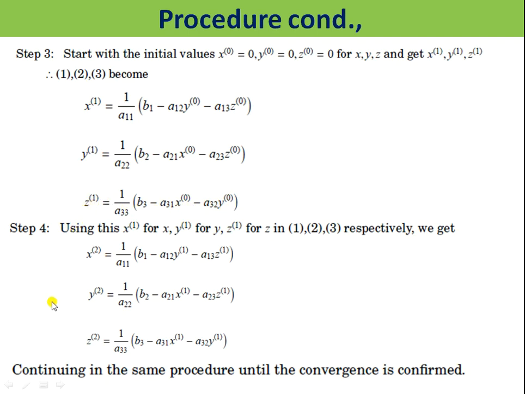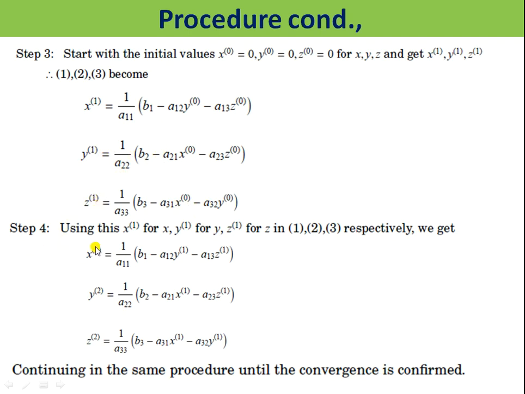But in Gauss-Seidel, we did it in a different way, right? So now come to this third point. Equation number 1, 2, 3 becomes x power 1 is equal to 1 by a11 into (b1 minus a12 into y power 0 minus a13 into z power 0). So the first iteration of x is obtained by substituting y power 0 equal to 0 and z power 0 equal to 0. Second one, the first iteration of y is equal to 1 by a22 into (b2 minus a21 into x power 0 minus a23 into z power 0), right? Similarly, I am going to find the z power 1 value. For the first iteration of z, replace x equal to 0 and y equal to 0. So this is the fundamental procedure for this method.